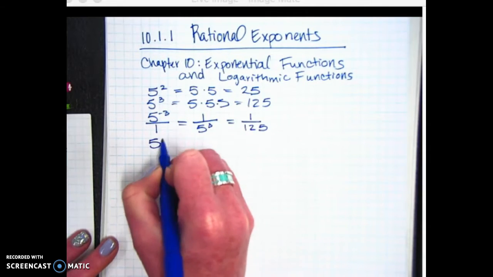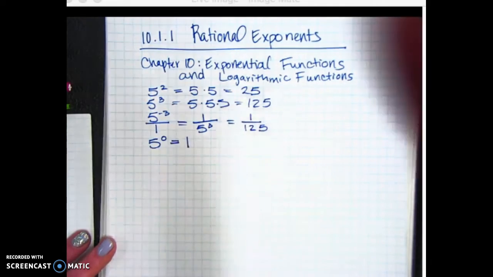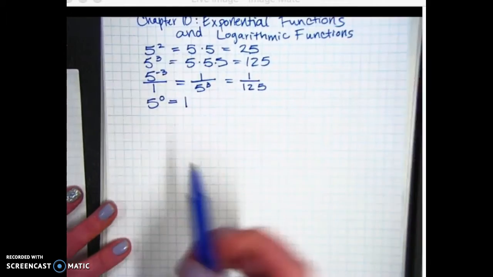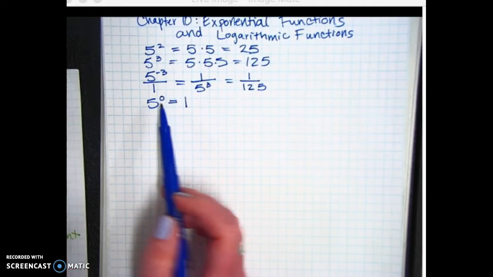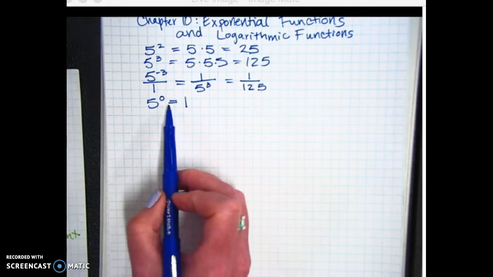How about anything to the 0 power? Anytime you see any number or any variable to the 0 power, it's always going to be 1.